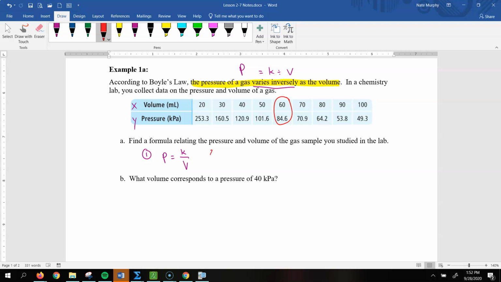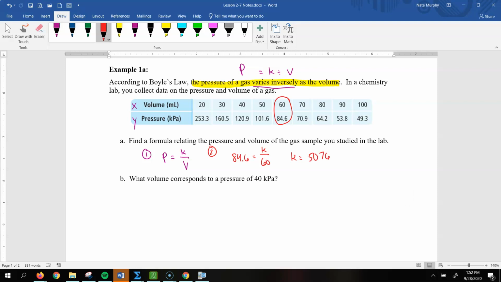So that brings us to our second step. So our second step would be to plug these numbers in. So we know the pressure is 84.6 when the volume is 60. So to find what k is, we would multiply both sides by 60, which would give you 5,076.